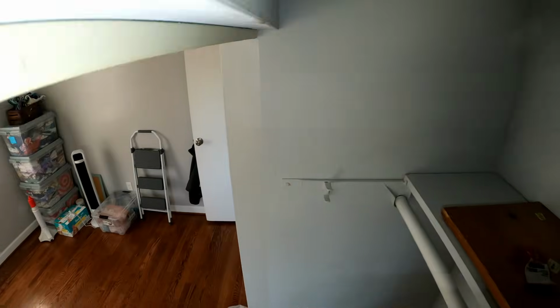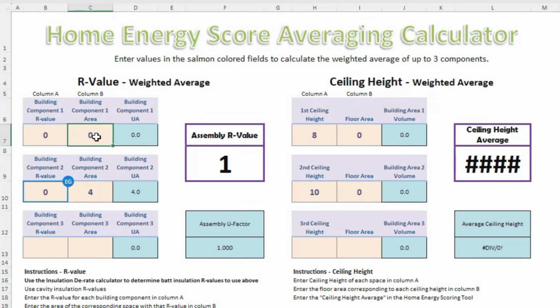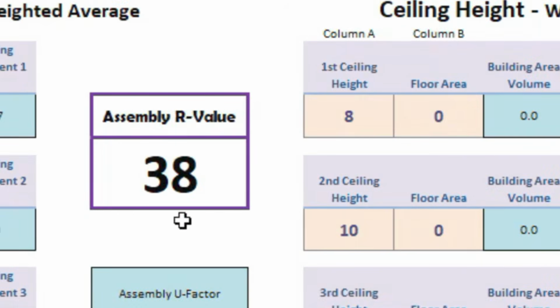In this case, the hatch, which is basically 2 by 2, 4 square feet, had an R value of 0. So we're going to fill that in. We're going to subtract the 4 from the 675, and we're going to get 671. And that was at R49. We know it was because we saw. And look what that brings the entire attic R value down to.